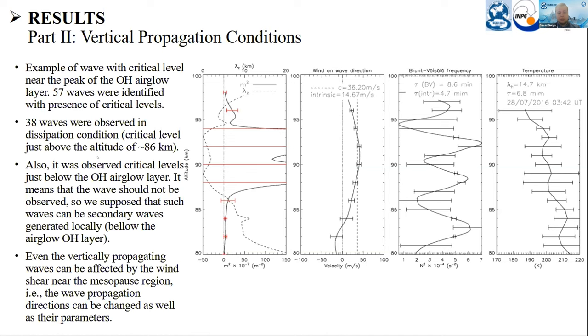And critical levels were also observed below the hydroxyl airglow layer. It means that the wave should not be observed. So we suppose that such waves can be secondary waves generated locally, just below the hydroxyl layer. This wave should be classified as propagating, but we see that it is also affected by the wind shear near the mesopause region. The wave propagation directions can be changed as well as their parameters.